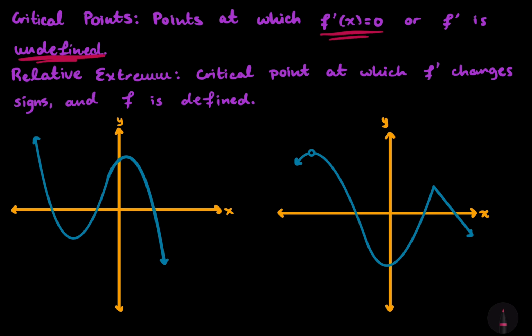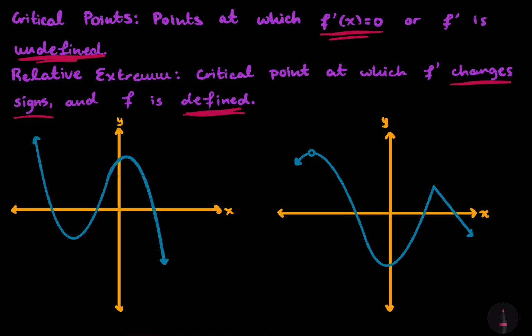Then we can take a look at the definition of a relative extremum, or a local extremum. This is essentially just a critical point at which f prime changes signs and at which f is defined. What that means is, we took a look at increasing and decreasing intervals, and we said that a function is increasing over an interval if f prime is positive over that interval, or decreasing if f prime is negative. So when it comes to relative extremum, we just have to see when the first derivative of our function changes from either positive to negative or negative to positive at a particular critical point.